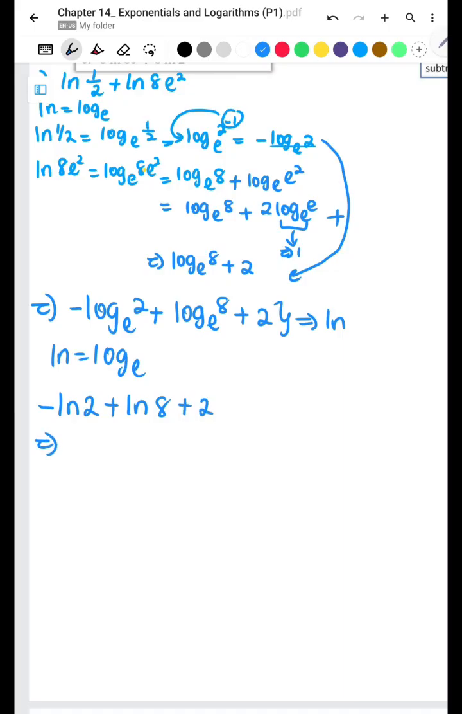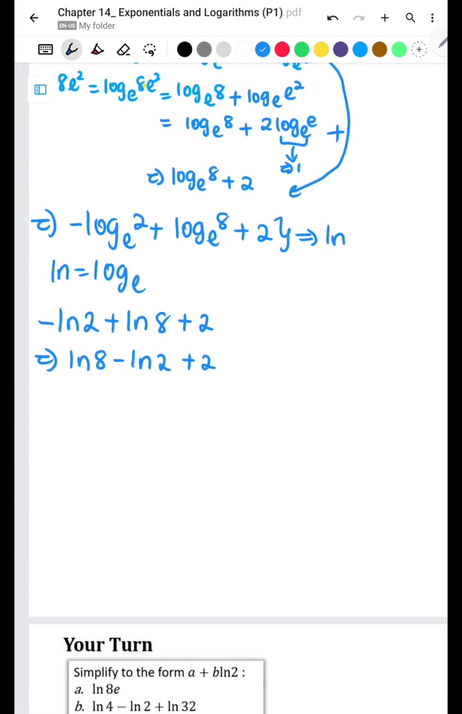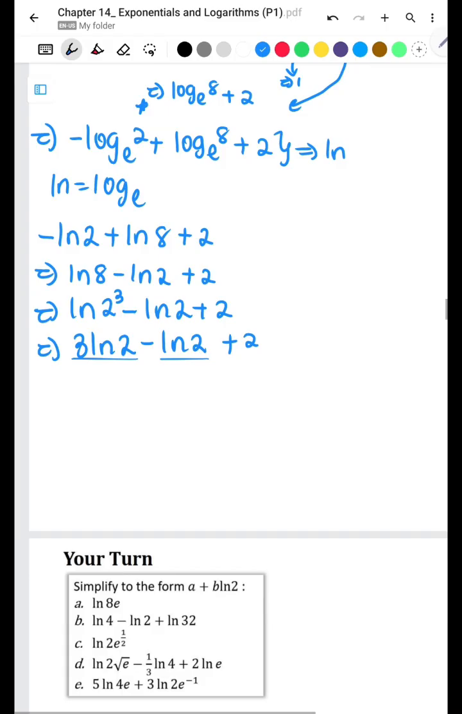I can rearrange this by saying natural log of 8 minus natural log of 2 plus 2, but it's still not in this form. I just want it to have only natural log of 2. The easiest way, I could have even done it at this stage here, but the easiest way to do this is saying natural log of 2 cubed minus natural log of 2 plus 2. Law of logarithms, we have 3 natural log of 2 minus natural log of 2 plus 2. Because I have natural log of 2, natural log of 2, I can take 3 minus 1. This is the same thing as saying 3x minus x, which is equal to 2x.